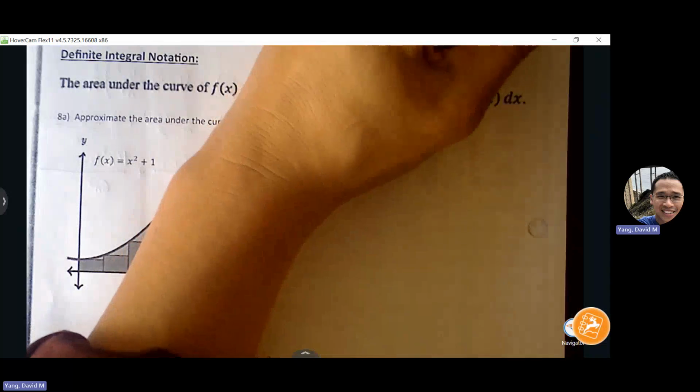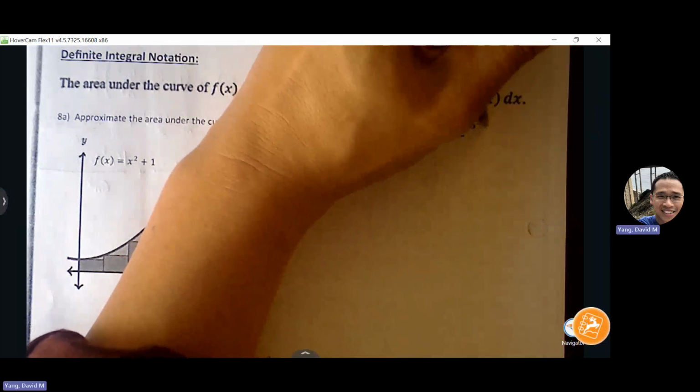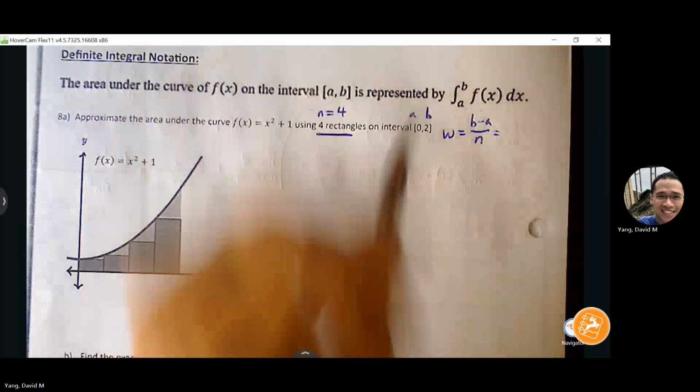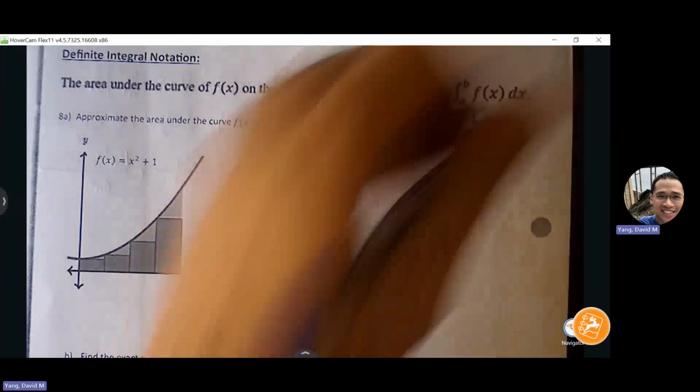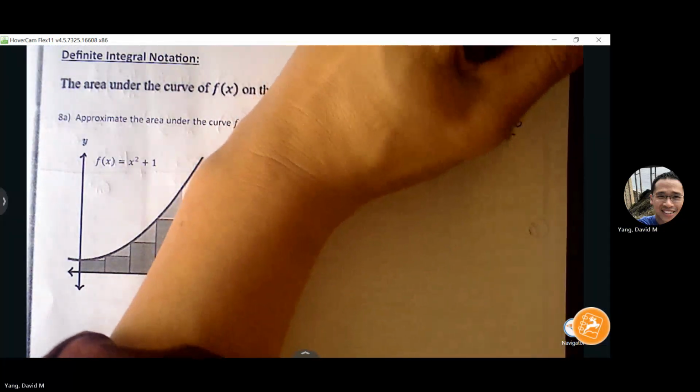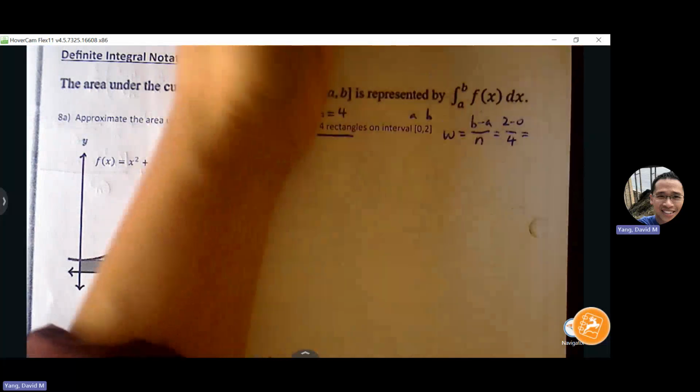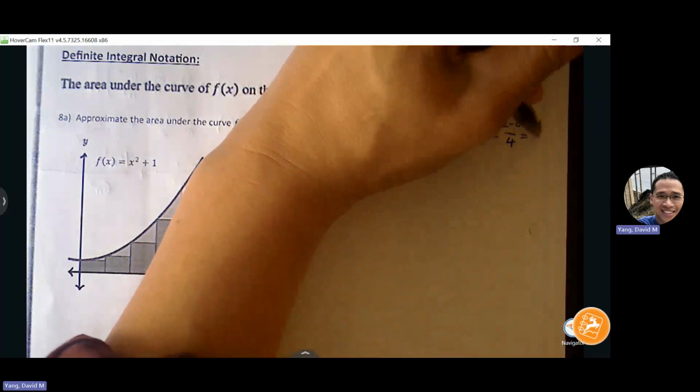Now, the width formula is B minus A over n. So 2 minus 0 over 4. What does that reduce to? That's just the width of what? 1/2. 1/2.